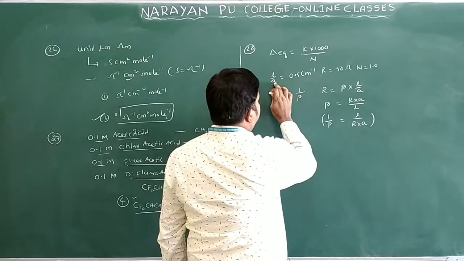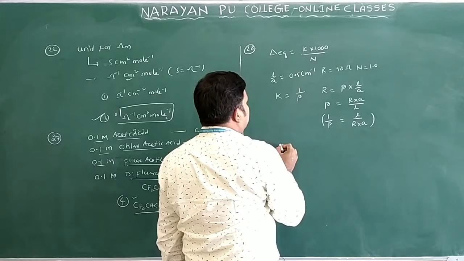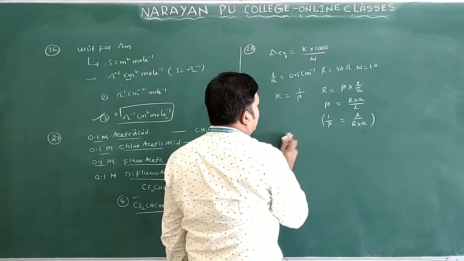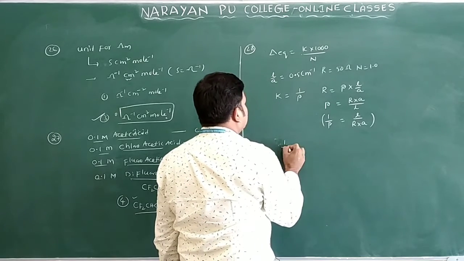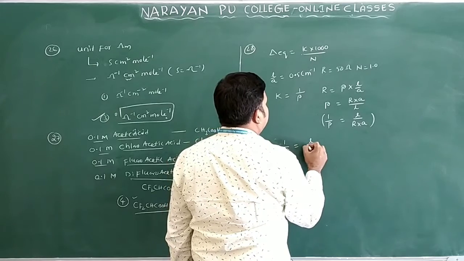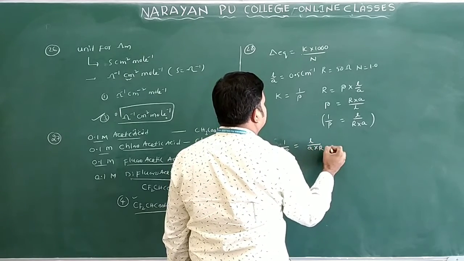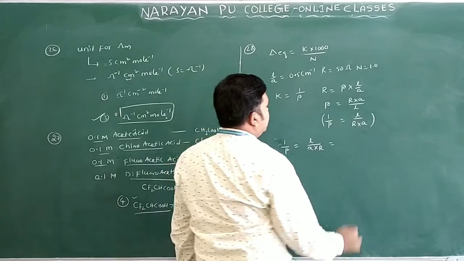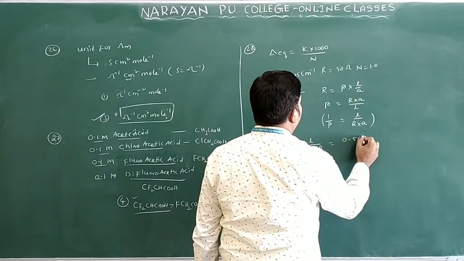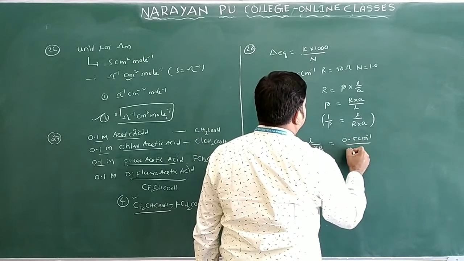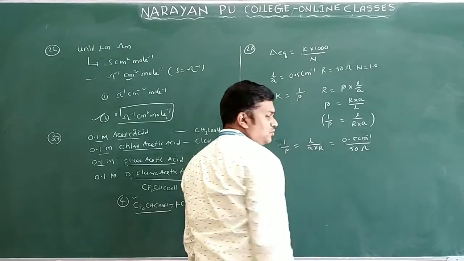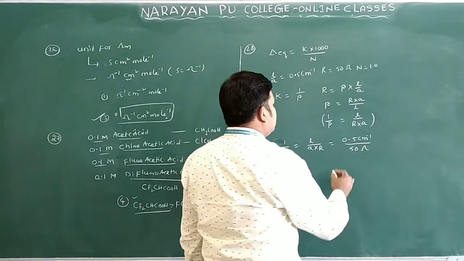So you see here L by A is given, R is given. I will take this formula. I want to find out 1 by rho here. So 1 by rho is equal to L by A into 1 by R. What is the L by A value given? L by A value given is 0.5 centimeter inverse, and R value given here is 50 ohm. So we will write this one.